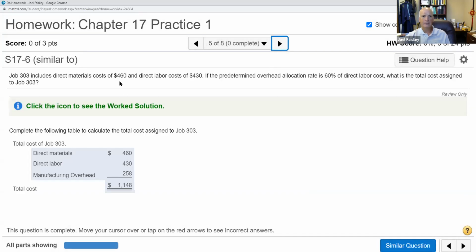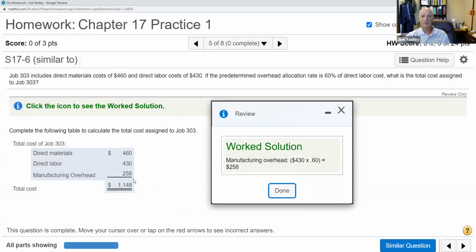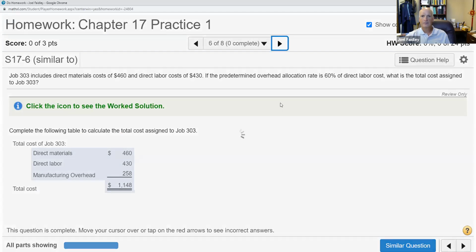Job 303 includes costs of direct material 460, direct labor 430, and their overhead allocation is 60% of direct labor costs. So that's how they're allocating that big bucket called overhead, 60%. So 60% of 430 is 258. So there's my total cost. Number 6.